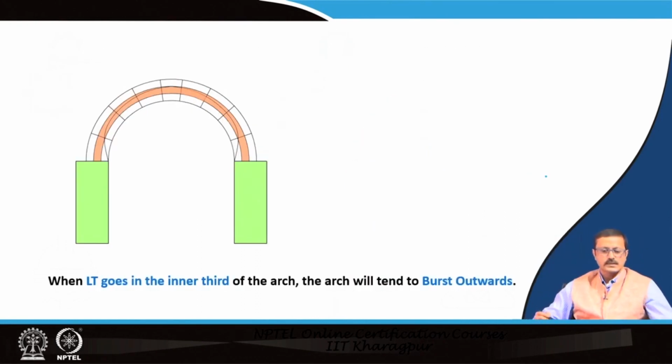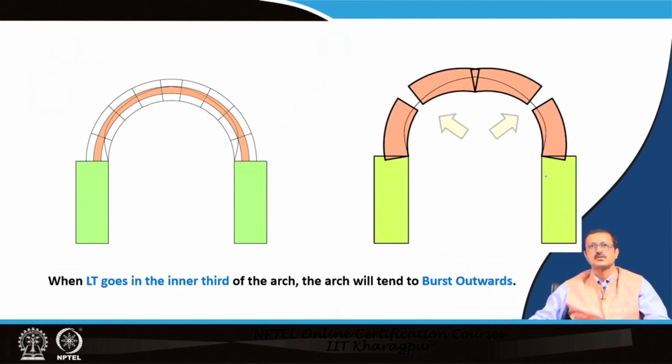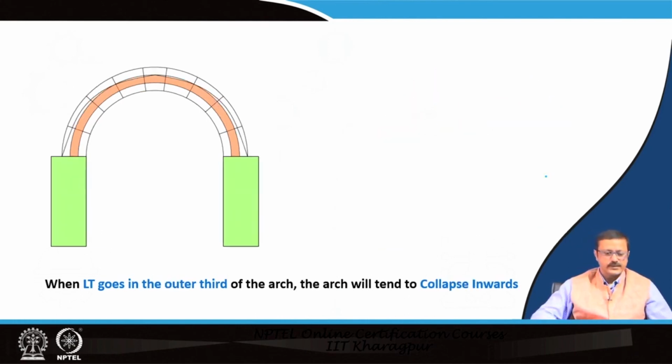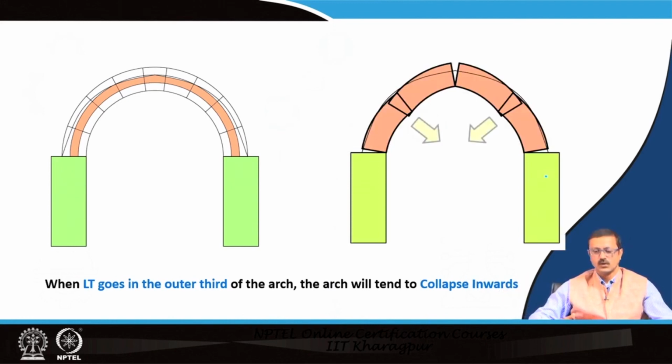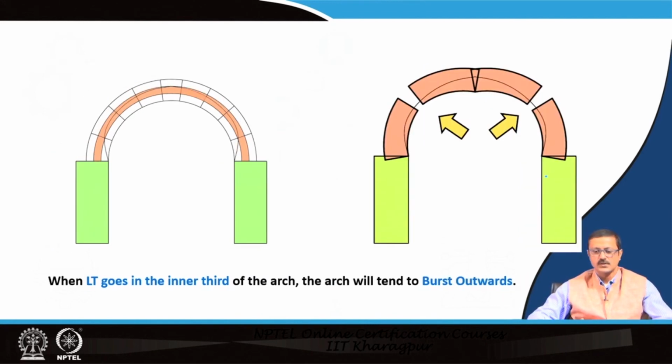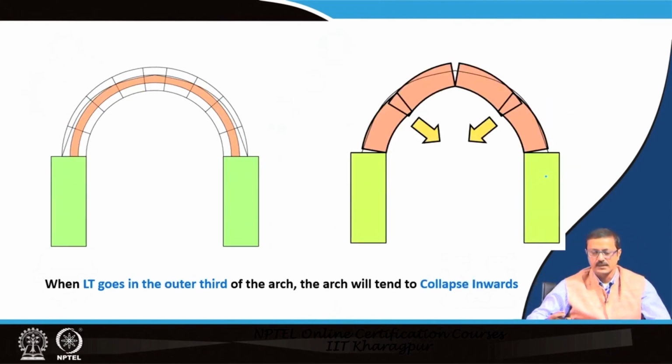Okay. So, if the LT, that is the thrust line, goes to the inner third line, inner side, then it is going to burst outside. And if it goes to the outer 1/3 line, then it is going to collapse inside. So, this is very important. If the thrust line is inside, it will break outside, and if it is outside, then it is going to break inside.